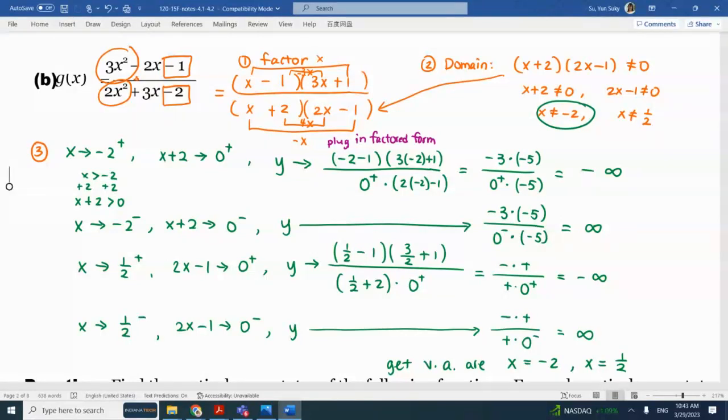Any questions about part B? So we have 3 steps. What's step 1? Factor. Step 2, find the domain. You set the denominator not equal to 0. You get some x values. Step 3, let x approach it from the right and left, and see what happens to the y. Will it be infinity or -infinity? And you plug in what? The factor form. Don't plug in the original form, because if you do, you just get something over 0. You won't be able to see what happened to the sign change. Okay, everybody? So make sure you plug in the factor form.